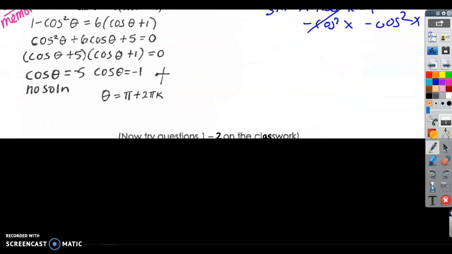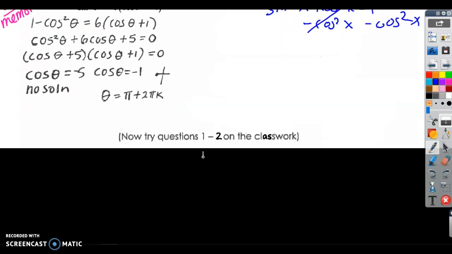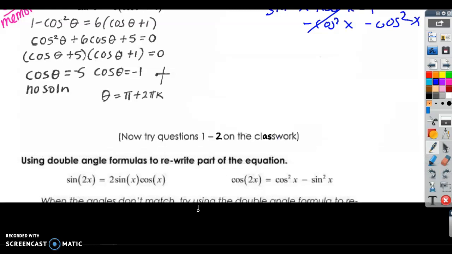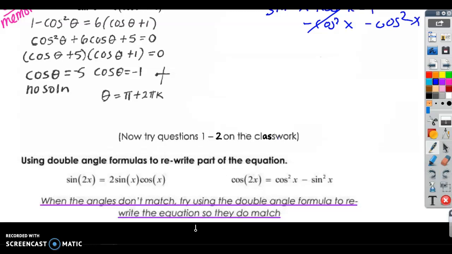Okay, so normally in class, this is where I would say, try questions 1 and 2 in the classwork. And again, they're in my Google Drive if you want to take a look at them before you move on. So we're going on to a different type of equation.